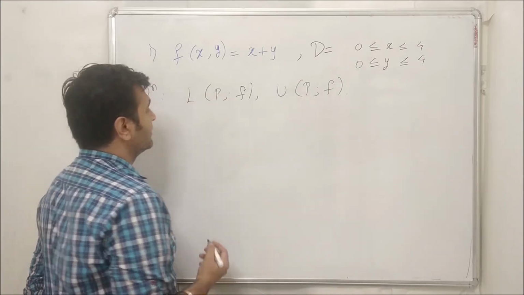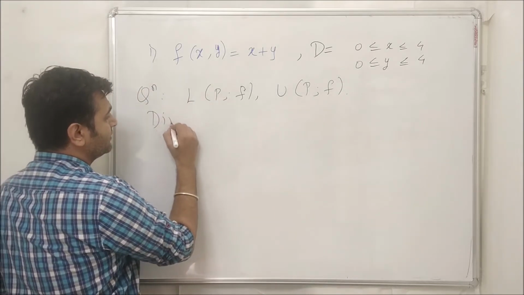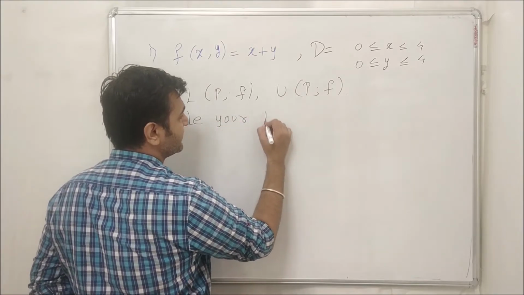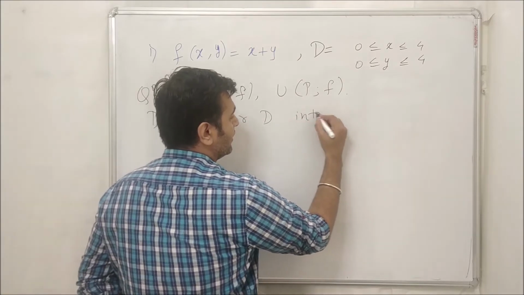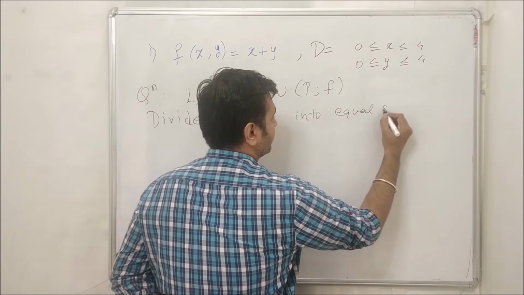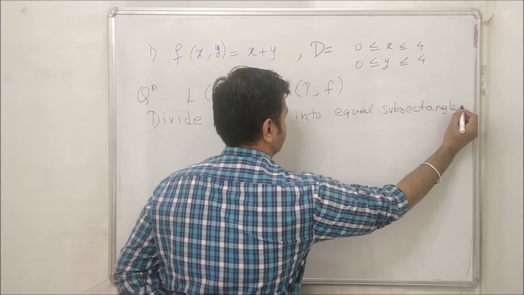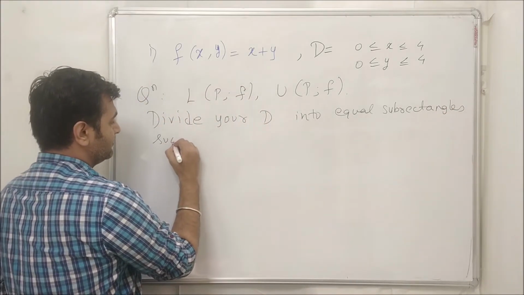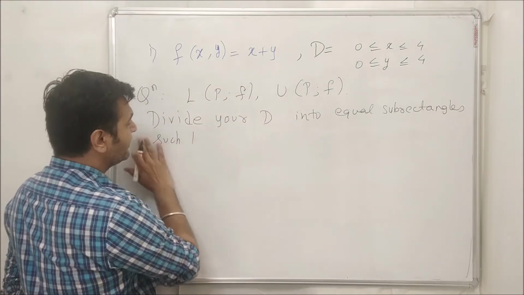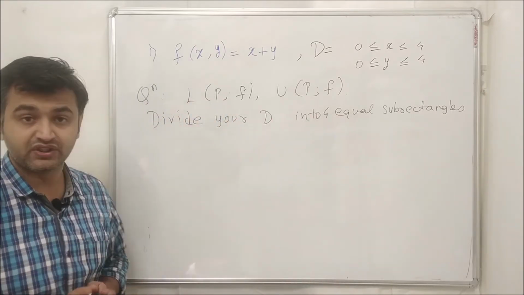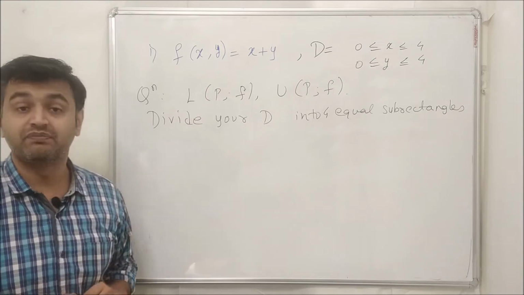You divide your region D into equal subrectangles, let me say 4 equal subrectangles. So this is what the question is. Now you need to find the lower and the upper sum.